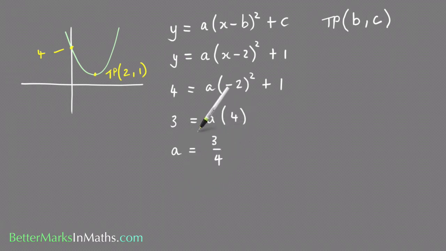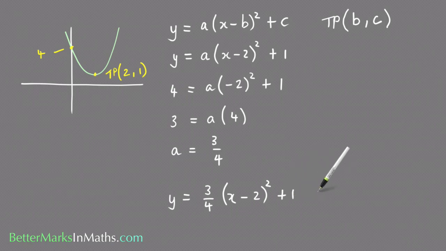And then subbing that a value back into that equation, you get y equals 3/4 bracket x minus 2 squared plus 1. And that's your two basic methods for getting the equation of a parabola when you are given all the intercepts, and for when you're given the turning point and the y-intercept.